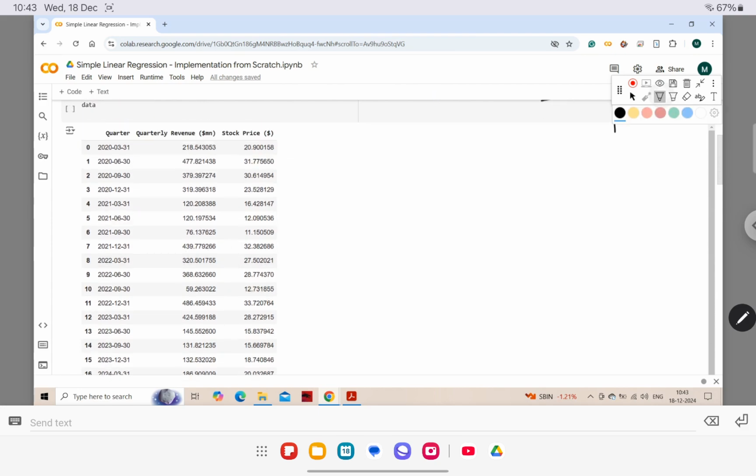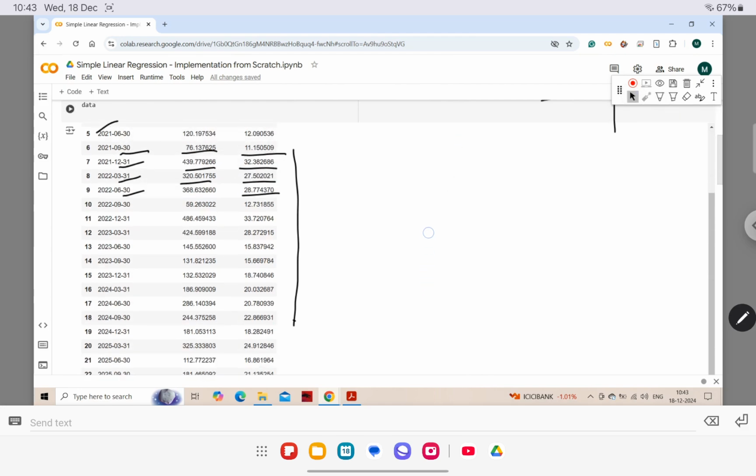So this is the quarter. You can see 2020: the March quarter, June quarter, September quarter, and December quarter. For every quarter we have some revenue generated, and then what the stock price was when the quarterly revenue was reported, that is, what the variation in stock price was. This we can see over here. Okay, so let's move to the next cell.